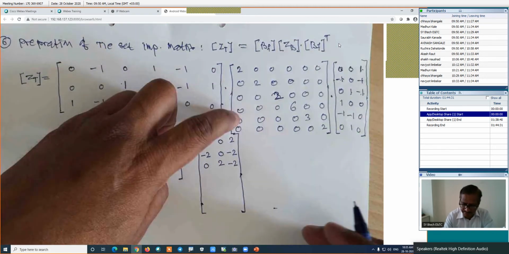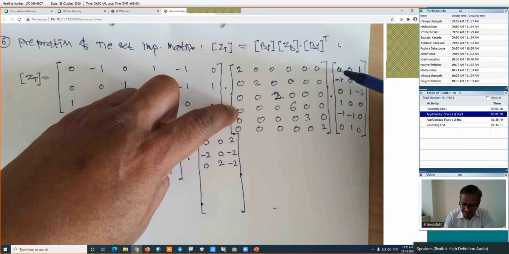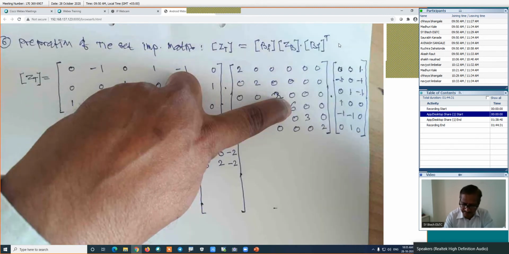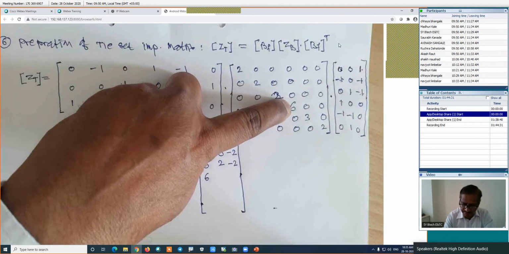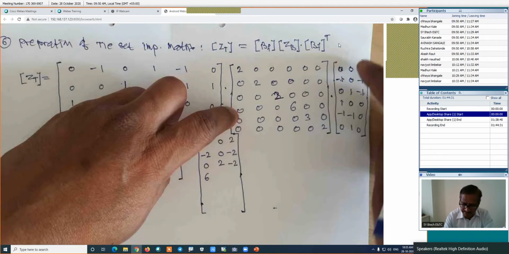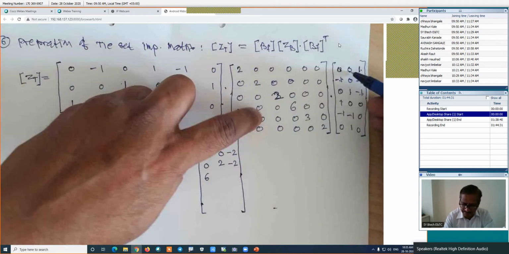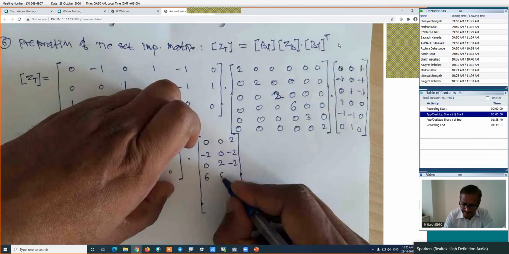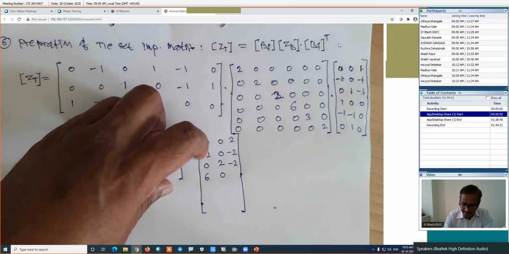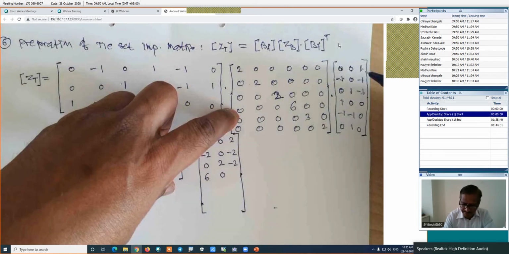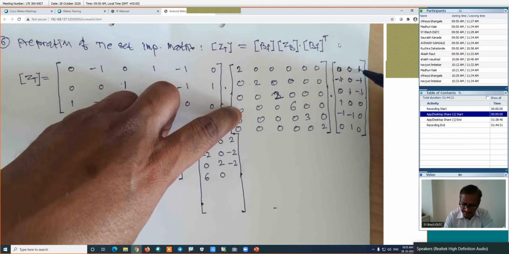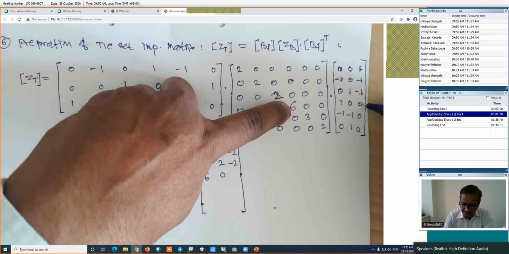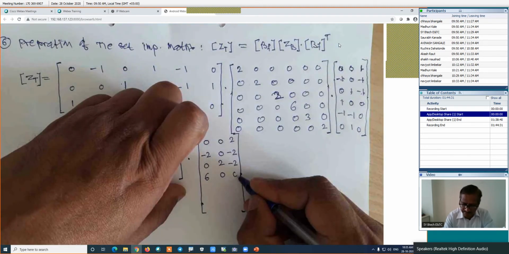Is it right? Then this fourth row, first column: 0, 0, and 1 into 6 is 6, and the remaining are zeros. This is plus 6. Then this row, second column: 0 into 0 is 0, and the rest are zeros. This value is 0. Then this row and last column: 1 into 0, 0 into 1 is 0, 0 into minus 1 is 0, 0 into minus 1 is 0, 6 into 0 is 0. The remaining are zeros. This value is also 0.